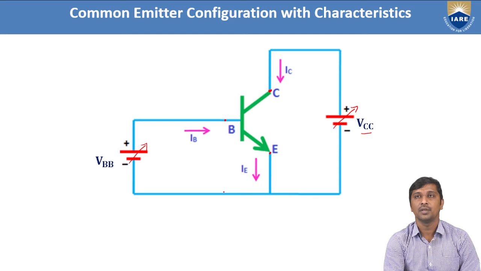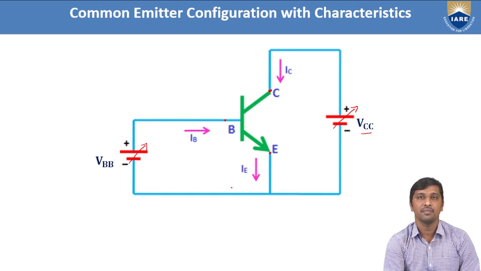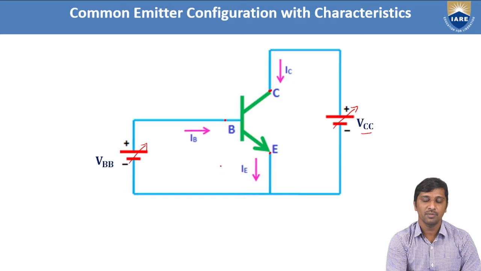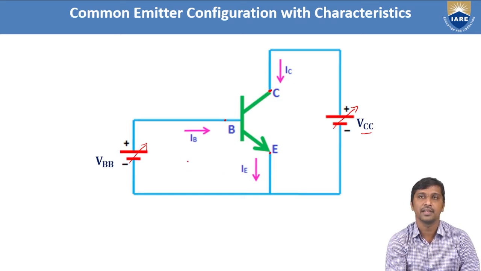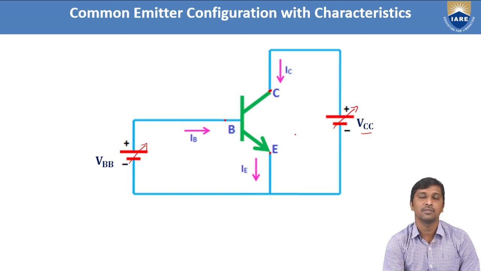Now, to observe the characteristics of this common emitter configuration, first we need to find out the parameters. What are the parameters we need to measure here? If you look at the input side, we need to observe the input current and the input voltage. And similarly, on the output side we need to identify the output current and the output voltage under this configuration.